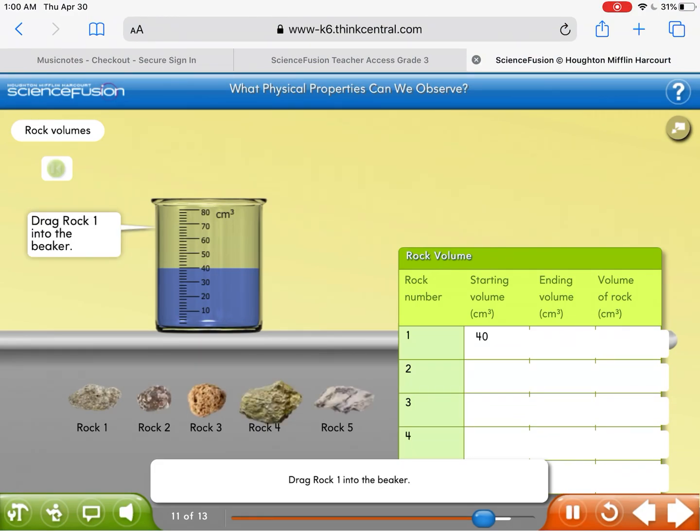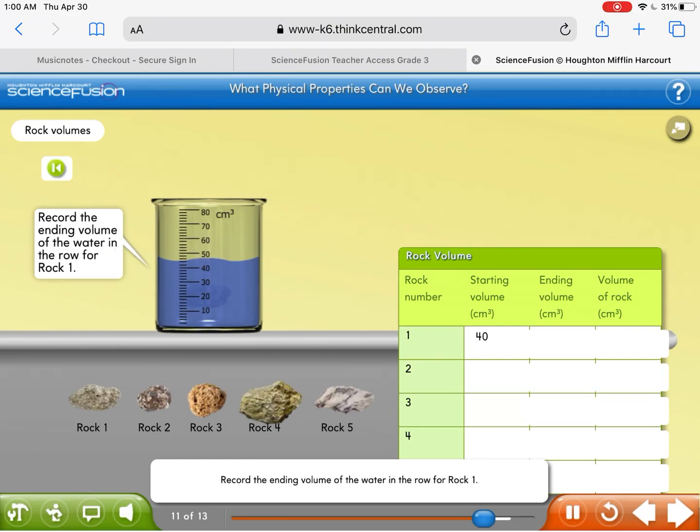Drag rock 1 into the beaker. Record the ending volume of the water in the row for rock 1.